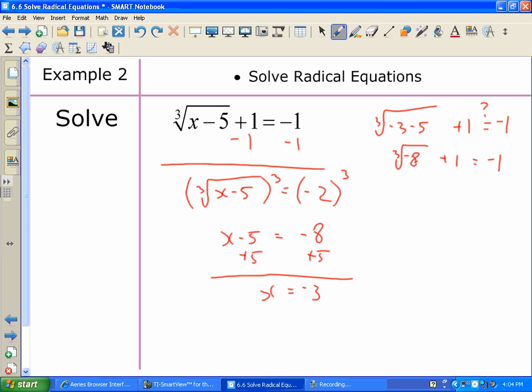But Mr. Wood, we can't take the cube root of a negative number. No, we can't take the square root of a negative number. We can take the cube roots or odd numbered roots of negatives. The cube root of negative 8 is negative 2. Negative 2 plus 1 is negative 1. That answer checks out. x equals negative 3 is our solution. That's what we're looking for.